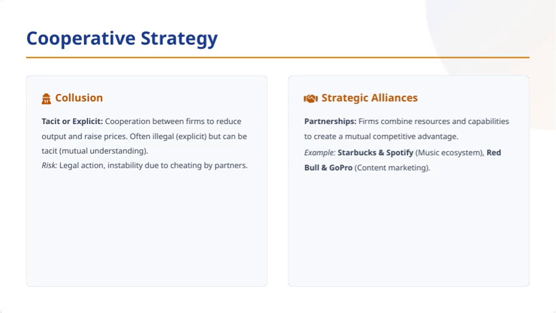Now, let's look at cooperative strategies, which are all about firms working together to achieve mutual benefits. For example, we see Starbucks teaming up with Spotify to create a music ecosystem that enhances the customer experience, or Red Bull partnering with GoPro for content marketing that boosts both brands' visibility. The key idea here is that through partnerships, companies combine their resources and capabilities to create a competitive advantage that benefits both parties. Moving on, strategic alliances are a form of these partnerships, but they often involve more formal arrangements.